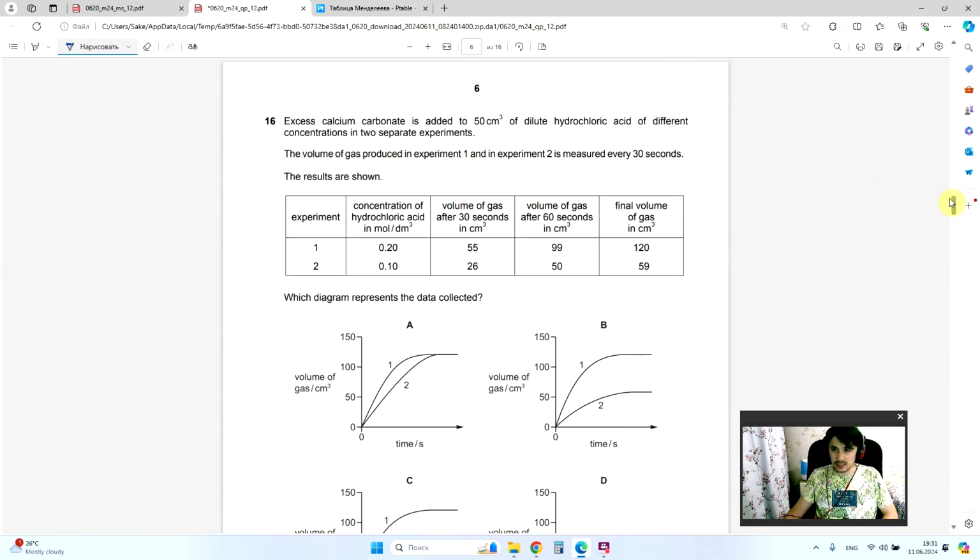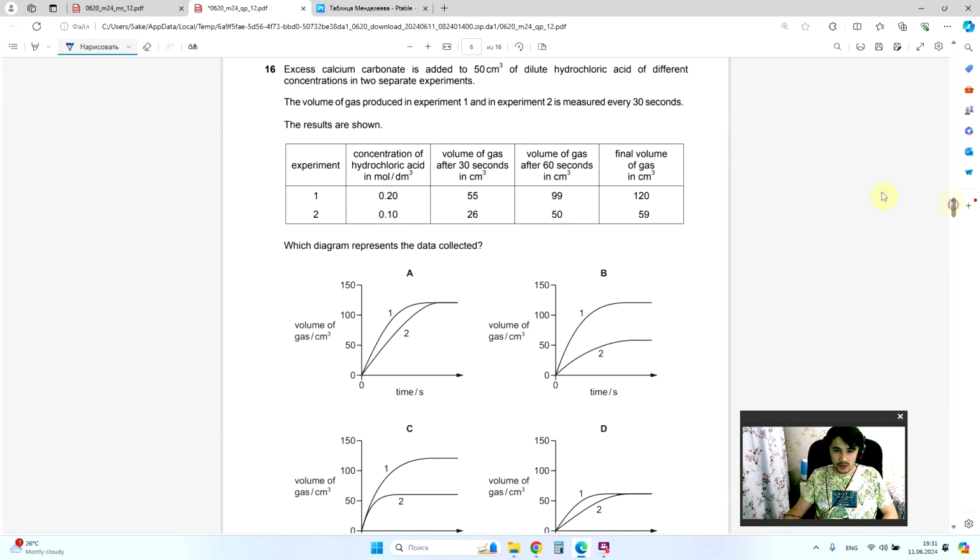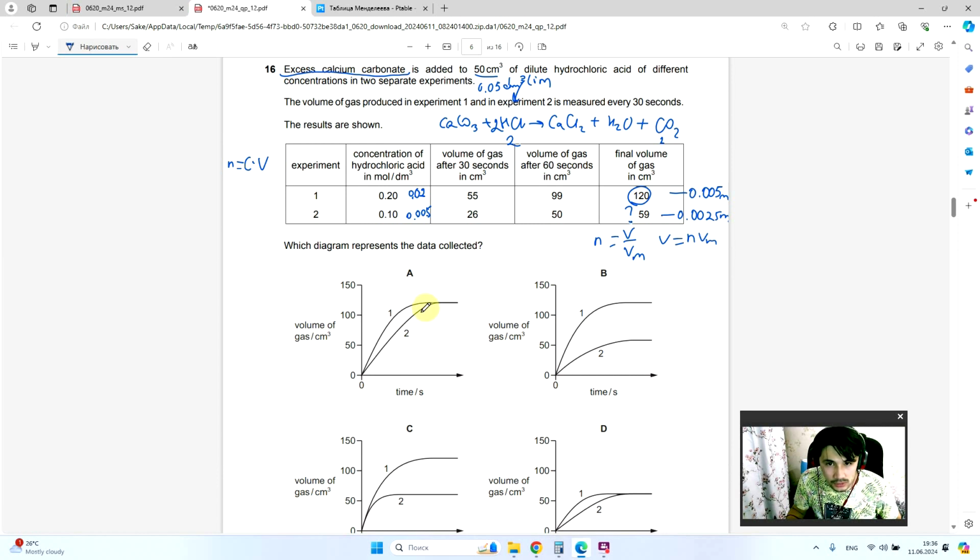Question number 16. Oh, such a big question. All right, let's look at it. Calcium carbonate is added to hydrochloric acid of different concentrations in 2 separate experiments. The volume of gas is measured every 30 seconds and results are here. Which diagram represents the data collected? So in experiment 1, you should have 120, but in experiment 2, it must be 2 times less volume. So this is not correct already. So this part is not correct.